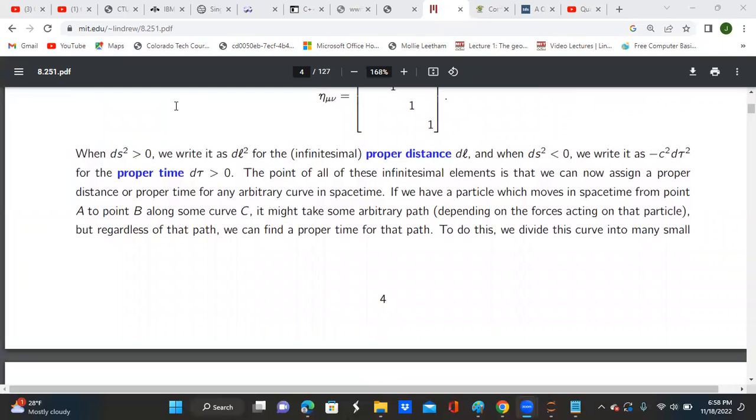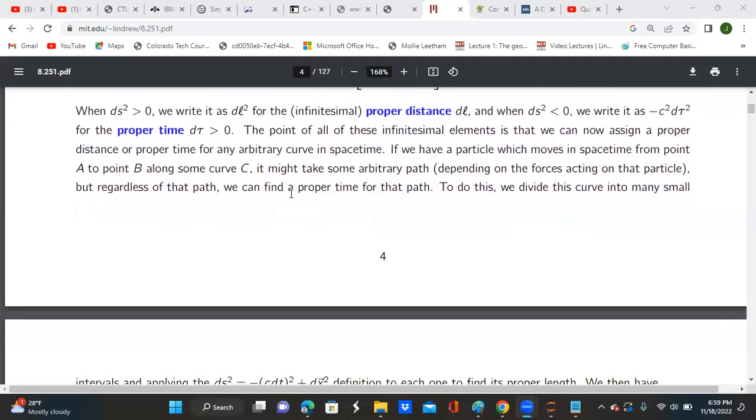When ds^2 is greater than 0, we write it as dl^2 for the infinitesimal proper distance dl. When ds^2 is less than 0, we can write it as −c^2 dτ^2 for the proper time dτ greater than 0. The point of all of these infinitesimal elements is that we can now assign a proper distance or a proper time for any arbitrary curve in space-time.